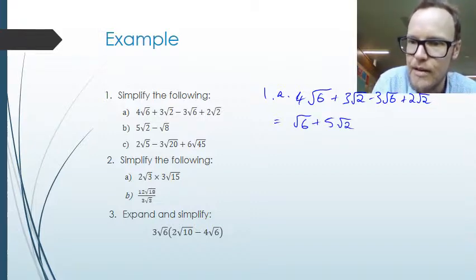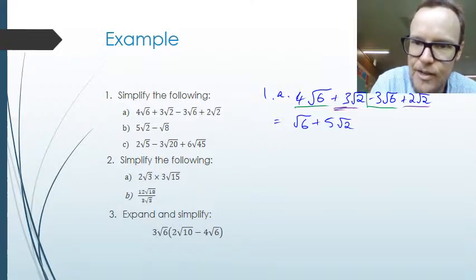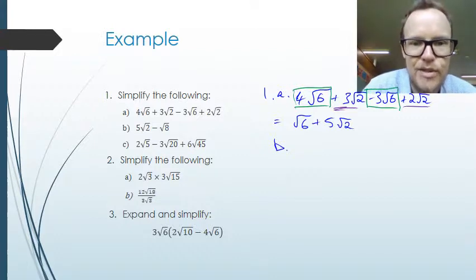So sometimes it can help if you underline the like surds in different colours, and remember that the sign stays out the front of the value. So we've got the 4 root 6's here, and we take away the 3 root 6's. Just a very important reminder when we're simplifying like terms.